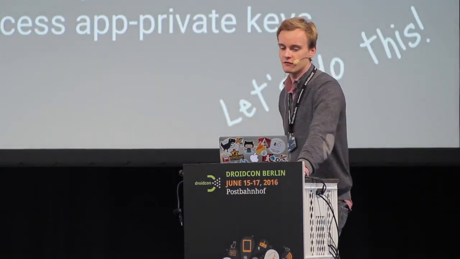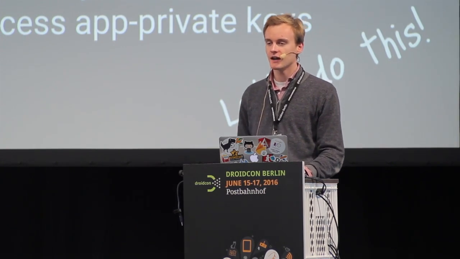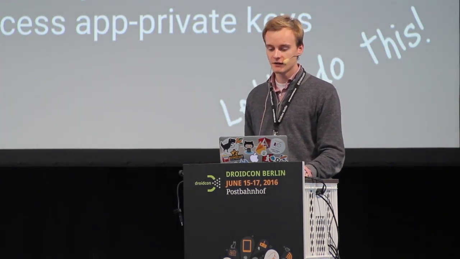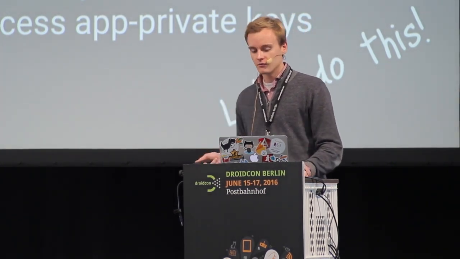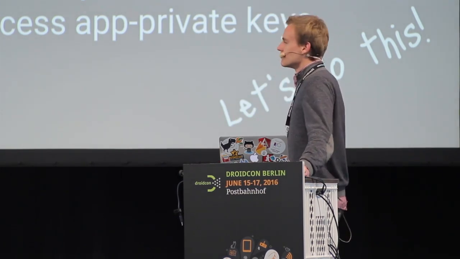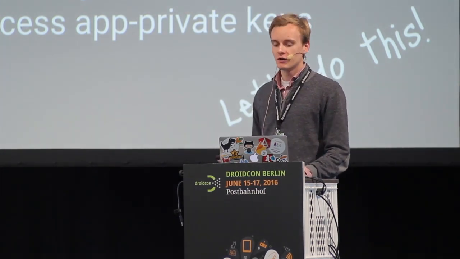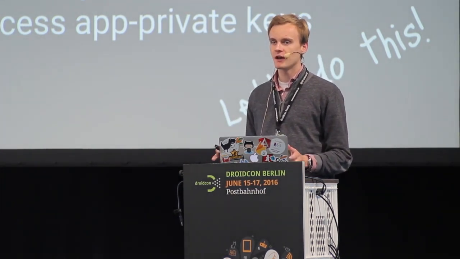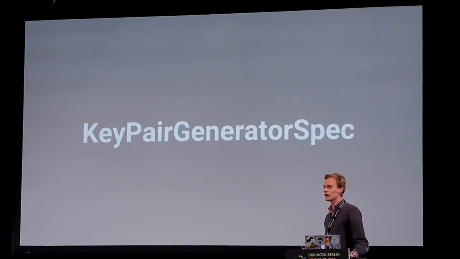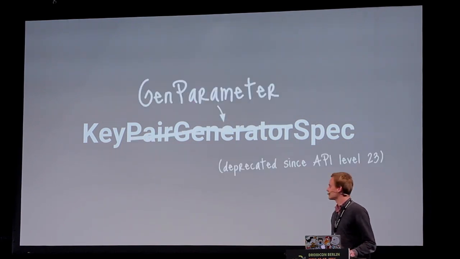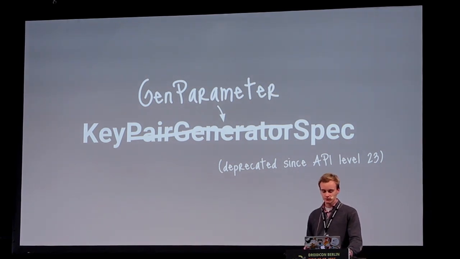And this talk will focus on the JCA keystore provider. Maybe some of you have already worked with the keystore API. So you may know the KeyPairGeneratorSpec class. If so, you can forget about it because it's deprecated since API level 23, and it's now called the KeyGenParameterSpec class.